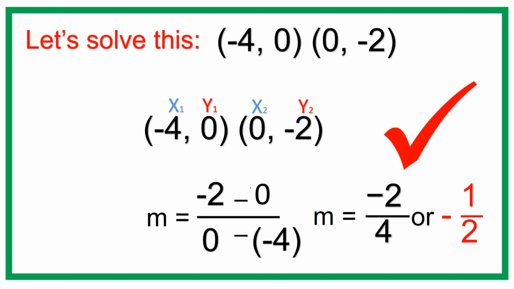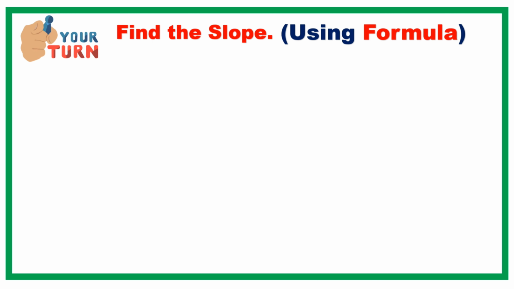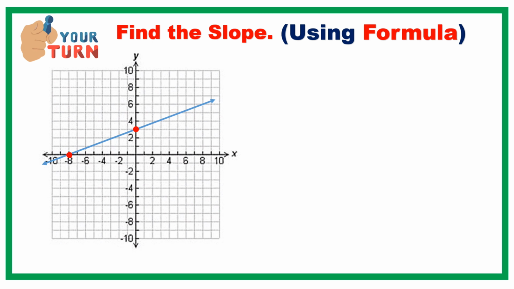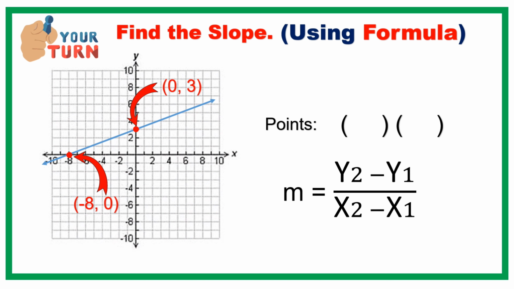Again, find the slope using the formula. Here are the coordinates: (-8, 0) and (0, 3). Write down the points and the formula: y2 minus y1 over x2 minus x1. Find the slope. You have 20 seconds to solve this.